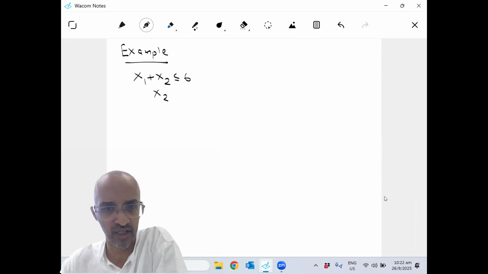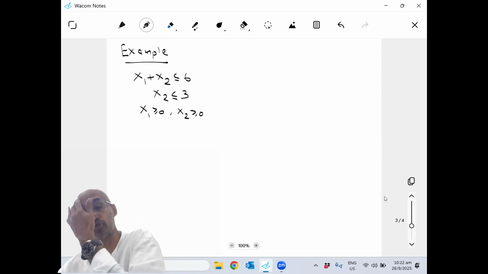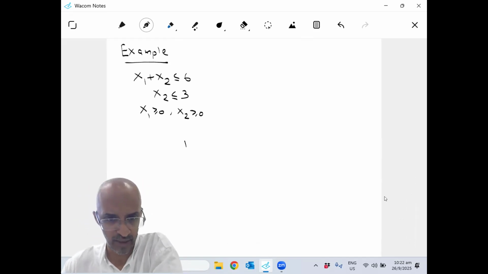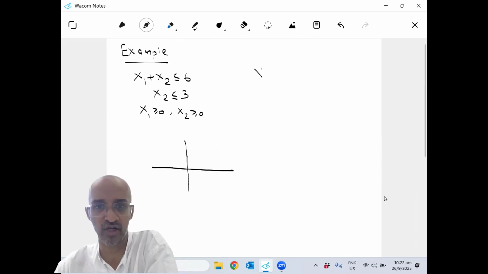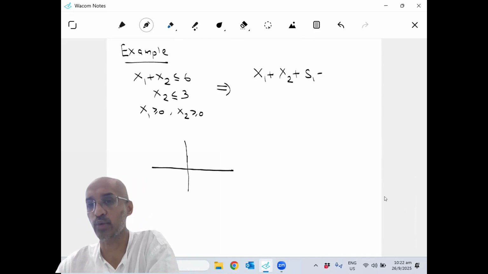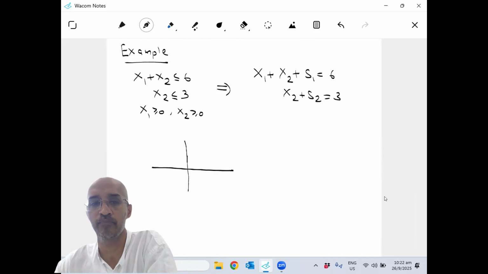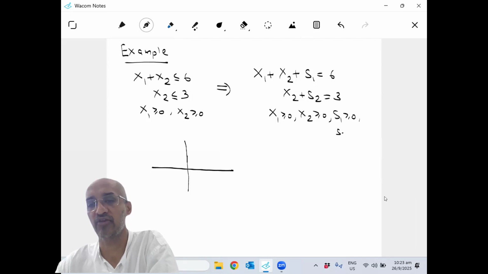Let's do it in 2 dimensions. The ideas just carry forward. So this is an LP. I'm writing this not in standard form. So we'll convert this. In standard form, if I want to transform this, it'll become x1 plus x2 plus a slack variable equal to 6, x2 plus a slack variable equal to 3. Then I have x1 non-negative, x2 non-negative, s1 non-negative, and s2 non-negative.